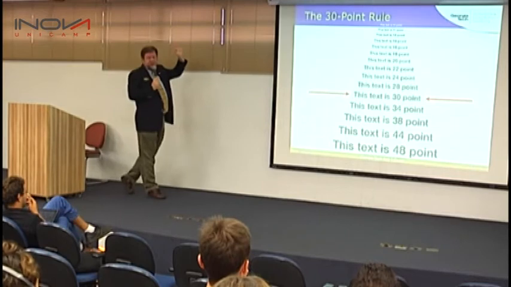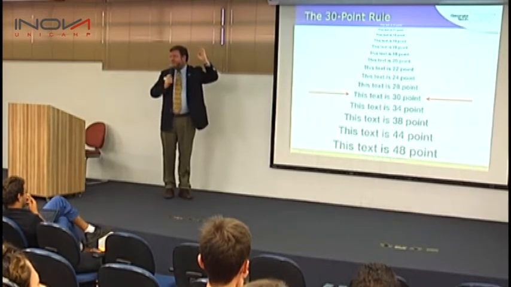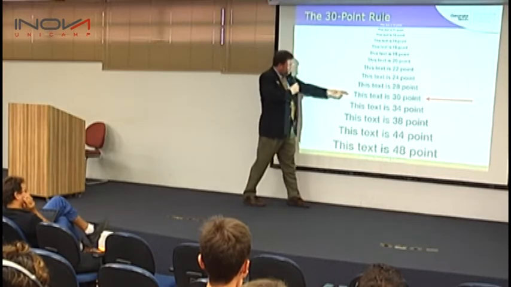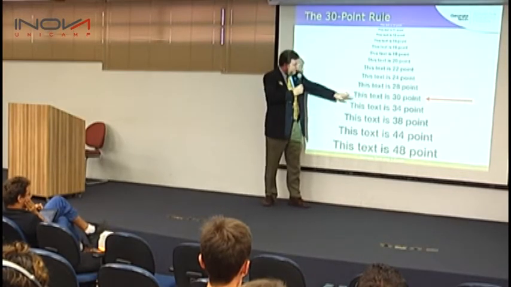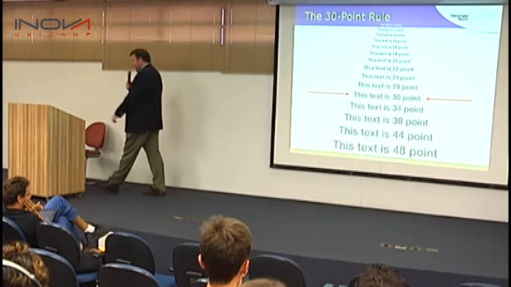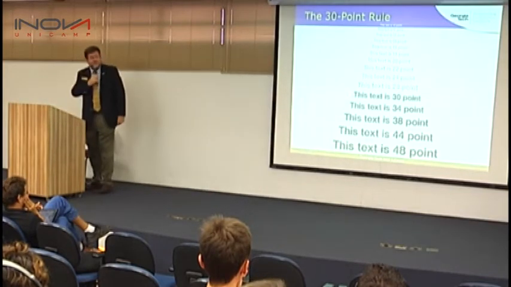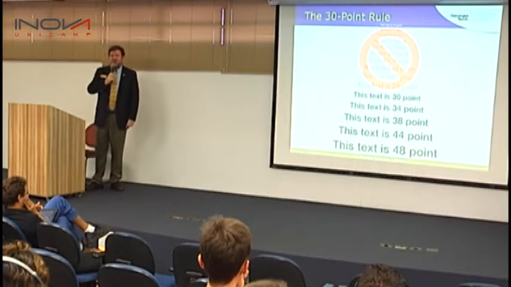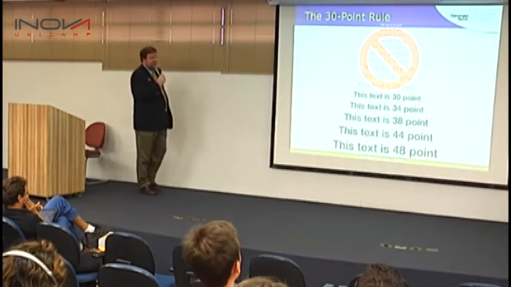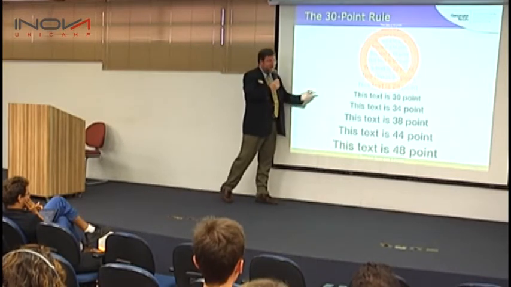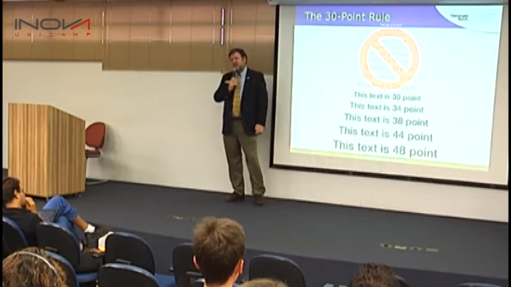How many people have heard of the 30-point rule, 30-point type? A couple of you? Guy Kawasaki. That's 30 points. These are good. Everything smaller than that is a mistake. And that's for anything on your slide, including labeling the charts, the diagrams. Anything on your slide that's smaller than 30 points is a mistake.